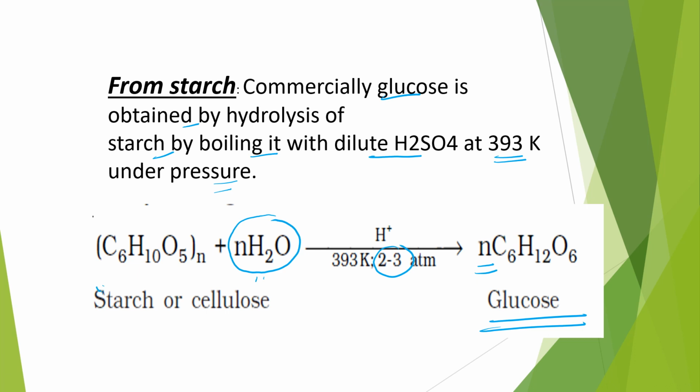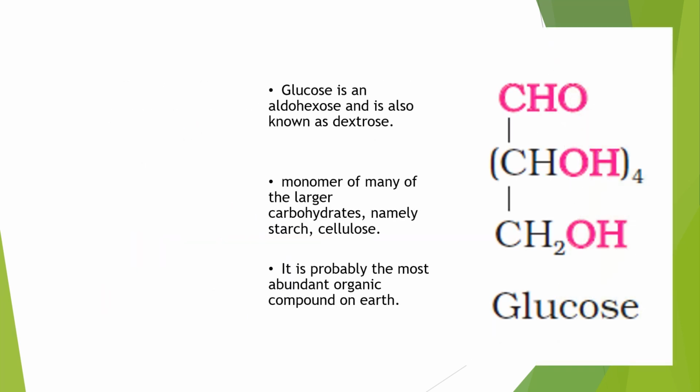This is from starch. Now some basic points of glucose. First thing is that glucose is an aldohexose, that is, it contains an aldehyde group. Hexose means it contains 6 carbon atoms in its structure, and it is also dextrose. Dextrose means it rotates the plane polarized light to the right side. Then glucose is the monomer of many larger carbohydrates, namely starch and cellulose, and it is the most abundant organic compound on earth.